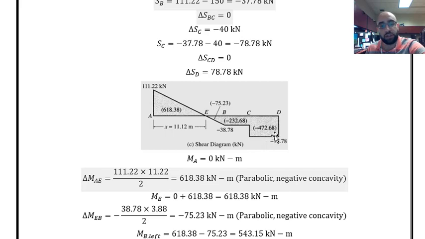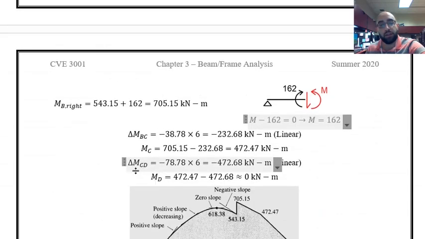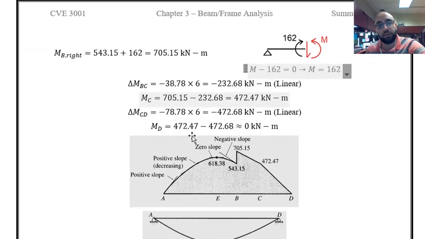It is not changing, it's just a constant value, which means that the slope of the bending moment is equal to the amount of shear. The shear is minus 78.7, so the slope of the bending moment diagram should be minus 78.7, and the change is under the shear, the area under the shear diagram. We found this area over here, that is minus 472.68. Adding this to the value that we had over there, you can see it is approximately 0.